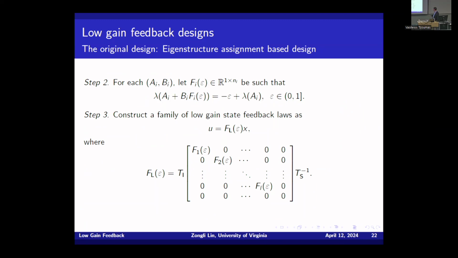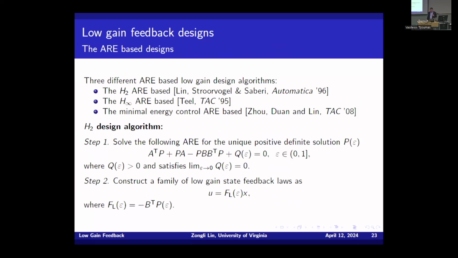And this is to move back to the original coordinates, right? And this Ti here also moves back to the original input space coordinates. And that's the original design. And that design we call, say, eigenstructure assignment, right? You assign eigenvalues, basically.